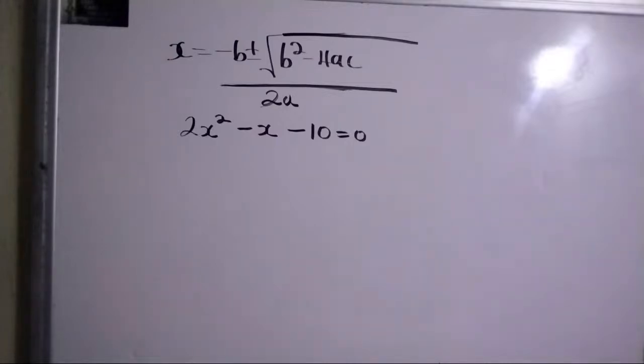So we have x, that's the formula, x equals minus b plus or minus the square root of b squared minus 4ac, all divided by 2a. What will be the answer for that, guys? How do you work out that?